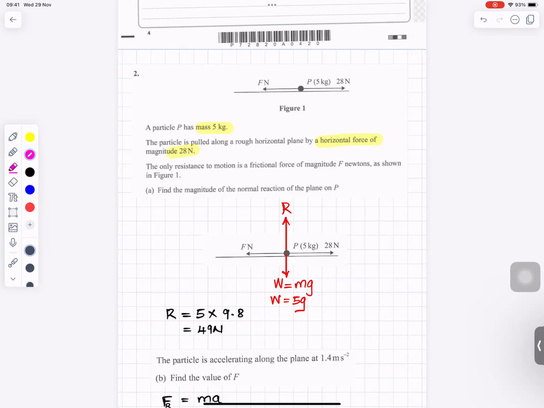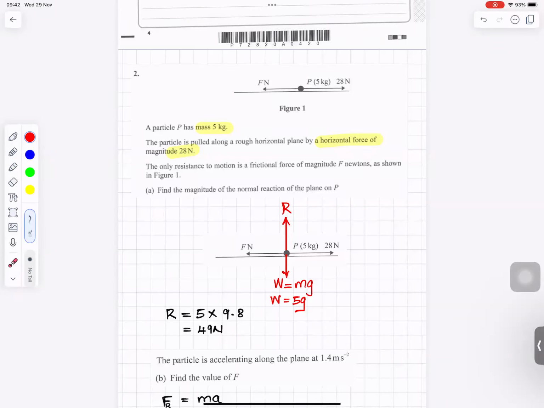So what we want to do is we have the diagram, a very neat diagram. It's very important. The forces acting, the weight is coming downwards. W equals mg, mass times gravity, 5 times g for gravity. And the reaction upwards, R. Weight and reaction come in pairs, downward and upward. So R is the same as 5 times 9.8 because it's not moving up or down. So R is 49 newtons.